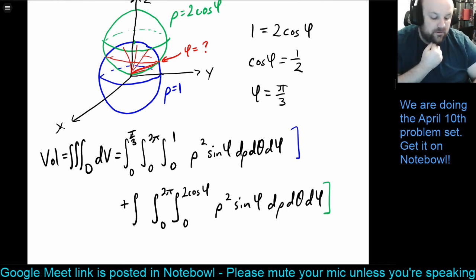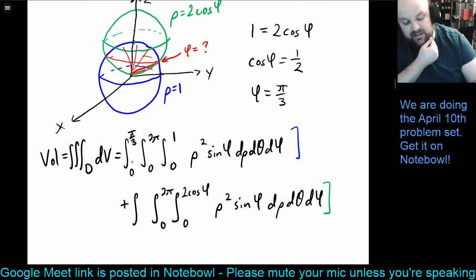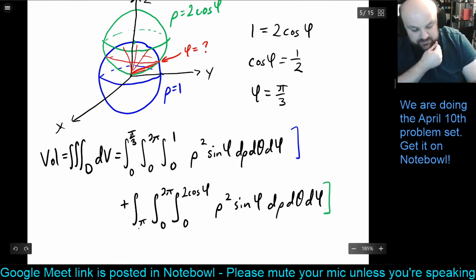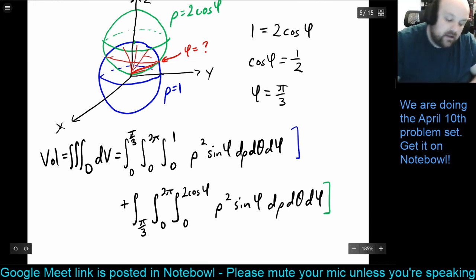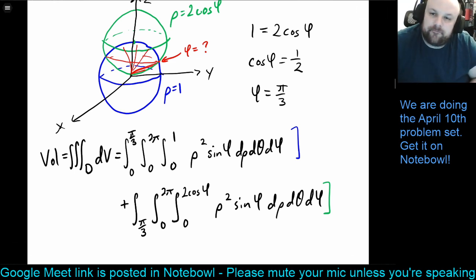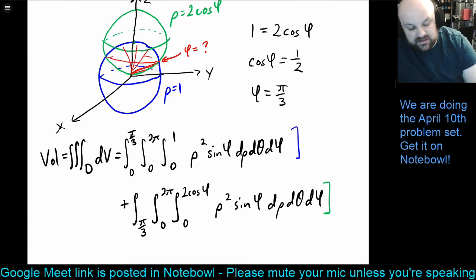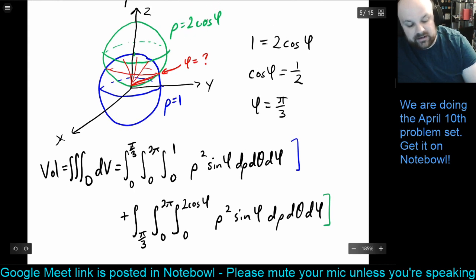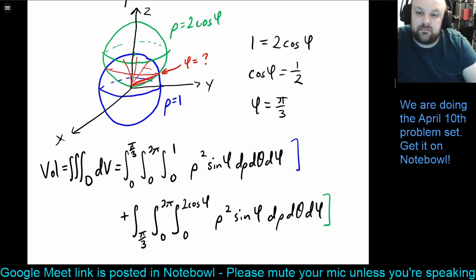And one more, phi. What does phi do? It should pick up where the last one left off, which is pi over 3. Where does phi stop? Phi stops where this sphere hits the origin here. That means we need rho equals 0. If we set rho equal to 0 here, we need cosine of phi to be 0, which is pi over 2.